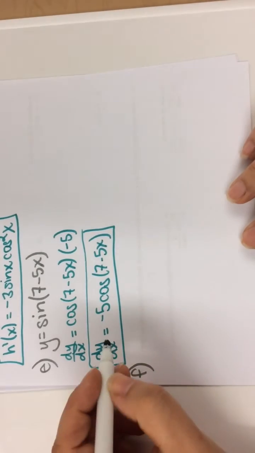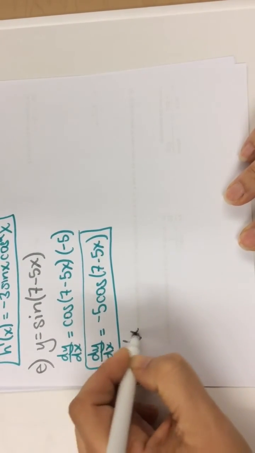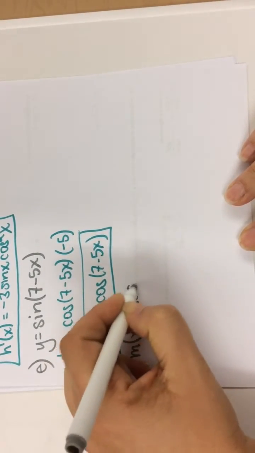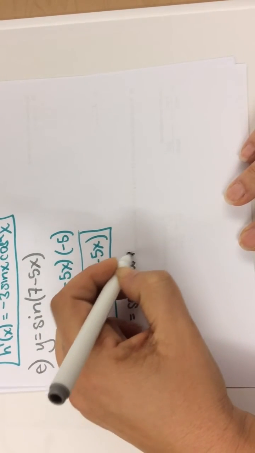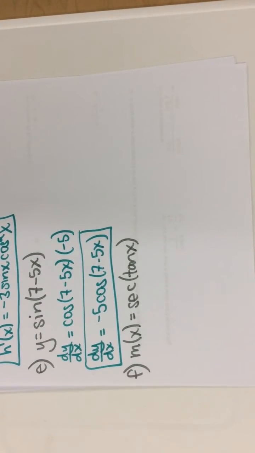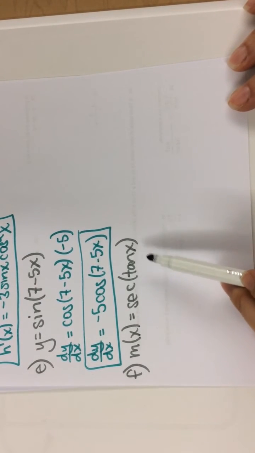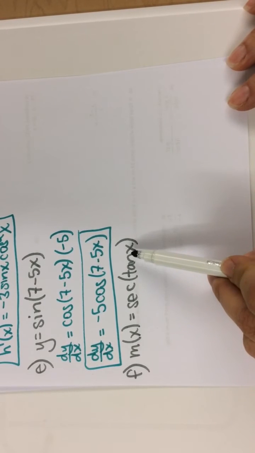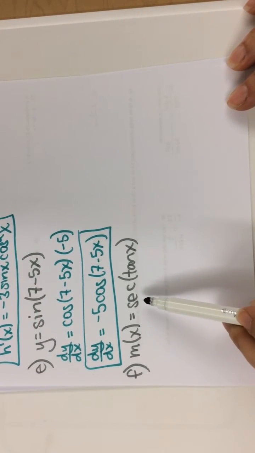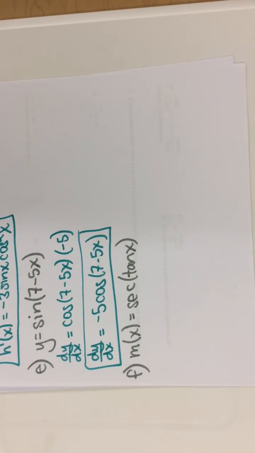Okay, this one's tricky. Notice that this is secant of tangent of x. This is not secant x tangent x. It's not secant of an angle times tangent of an angle. Whatever the angle is, I would take tangent of that. Then whatever that answer is, I would take secant of that. So this is a composition of functions.